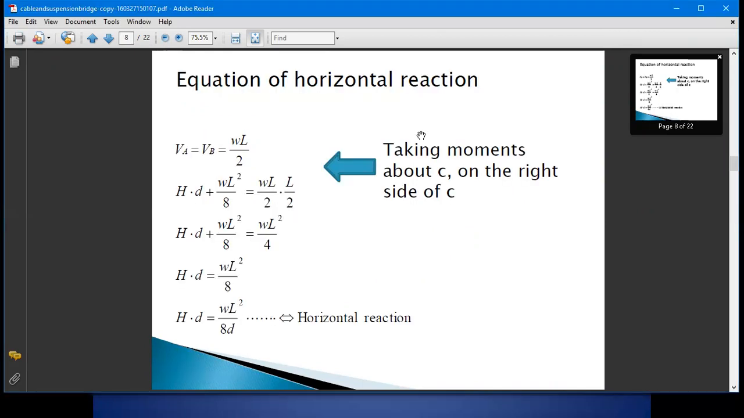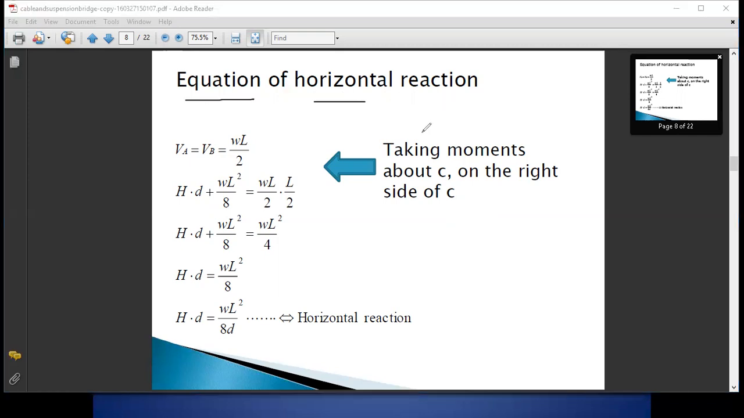For the equation for the horizontal reaction, taking the moment about point C on the right side. The vertical reaction, with UDL W and span L, is WL by 2, by taking summation of Fy. Now taking the moment.